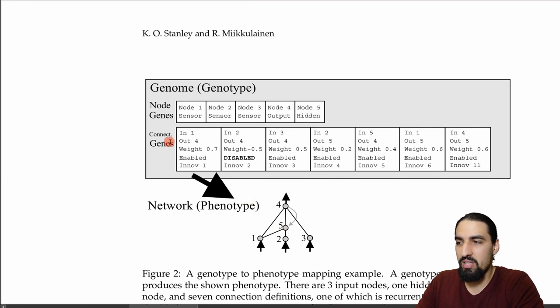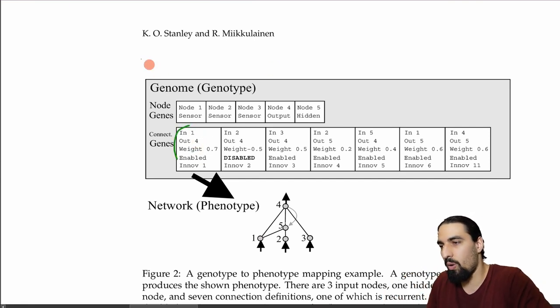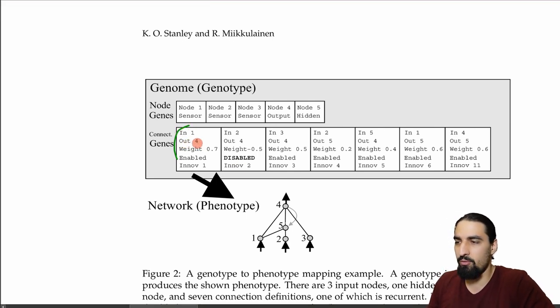More interestingly, they have these connection genes, and each of these squares describes a connection. Let's take this one, for example. Let me change the color to red here. We have 1 as the input and 4 as the output. That specifies this particular connection here. You can see the weight is 0.7. You can see that it's enabled; I'm going to tell you what that is in a minute. And we have this innovation number, also known as the historical marker, which is a very important part of this whole algorithm, and I'll get into more detail a bit later.